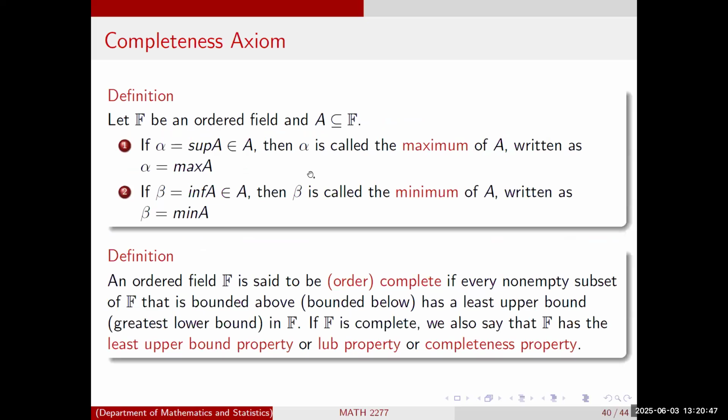So that's just two new definitions for you. Whenever they say something is the max or the min of a set, this is what they mean. They really mean the supremum and the infimum, but it belongs to the set.